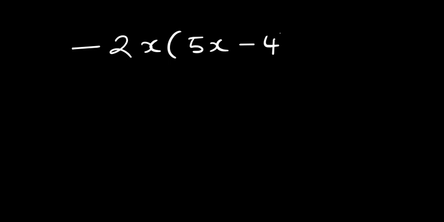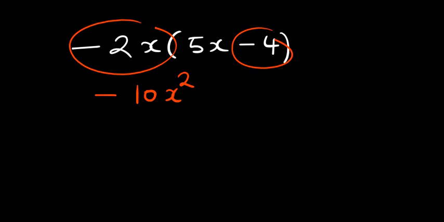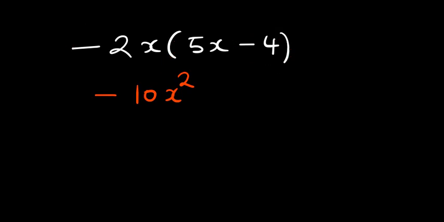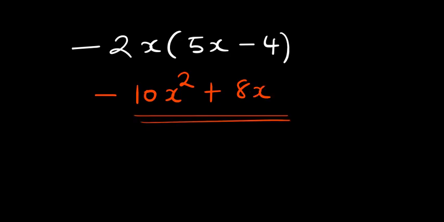So basically, this is how we can solve such a one. Let's expand another expression. Let's say I have negative 2x times 5x minus 4. How do we solve such a one? The negative 2x multiplied with the 5x, I'm going to have negative 10, and since the x are 2, I'm going to have x squared. Then the same negative 2x multiplied with the negative 4, I'm going to have positive 8x. So basically, this is how you expand this one.